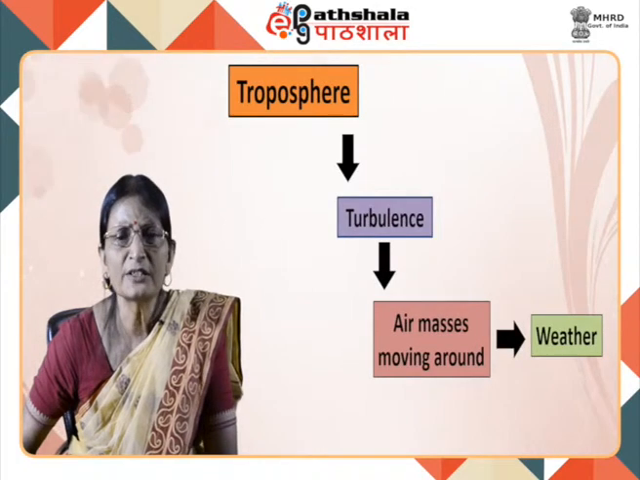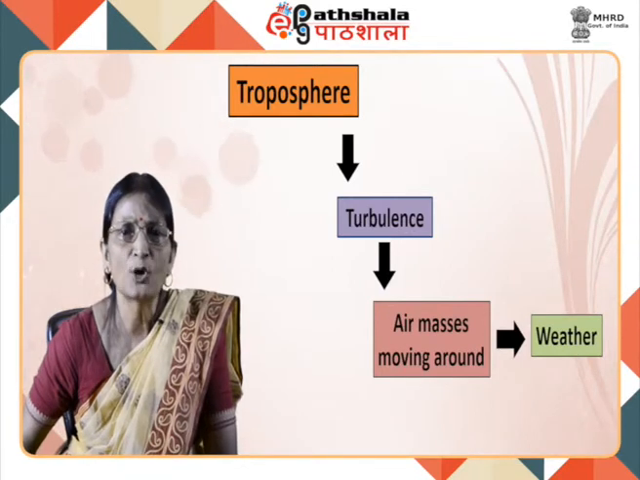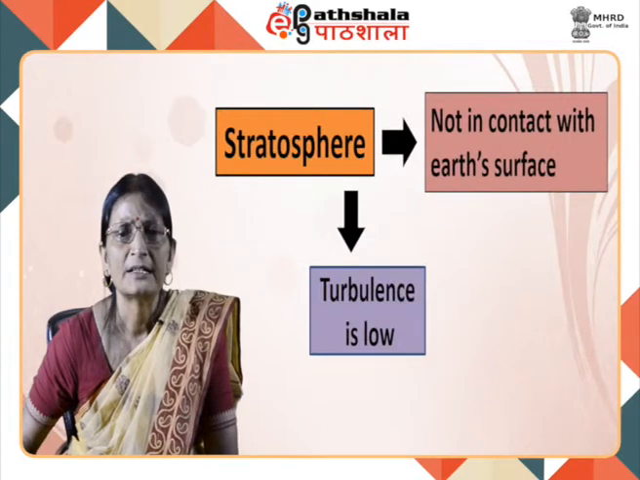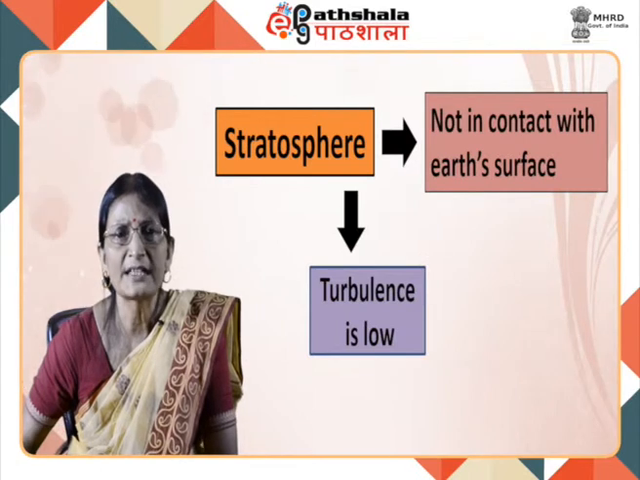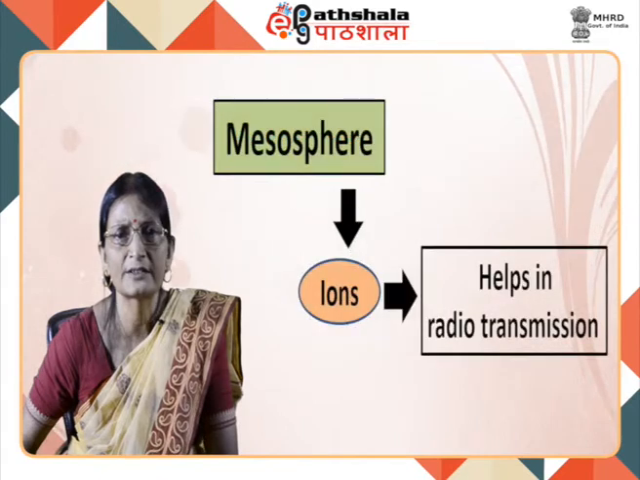The troposphere is characterized by turbulence. This is because there are air masses moving around, and that is what gives a place its weather, the movement of air masses and along with that water vapor. In the stratosphere, the turbulence is much lower because the stratosphere doesn't have that much movement since it is not in contact with the surface of the earth.